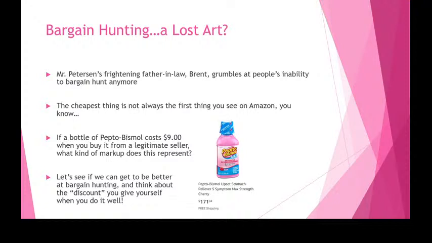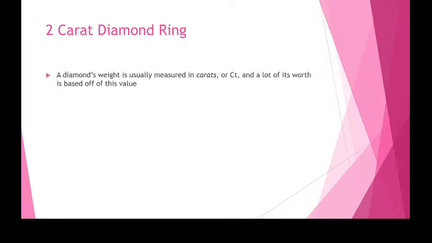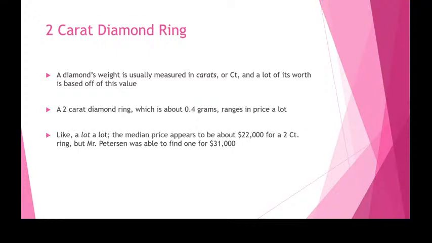Let's see if you can do better at bargain hunting and think of the discount you give yourself when you do it well. Let's talk about a 2-carat diamond ring. A diamond's weight is usually measured in carats or CT, and a lot of its worth is based off of this value. A 2-carat diamond ring, which is about 0.4 grams, by the way, ranges in price a lot. Like a lot. The median price turns out to be about $22,000 for a 2-carat ring, but I found one for $31,000.